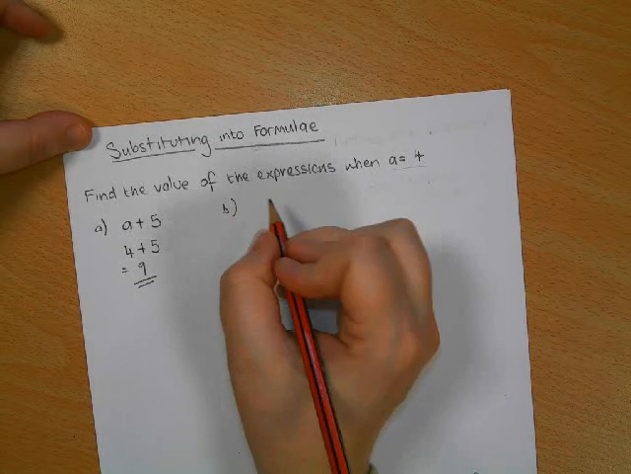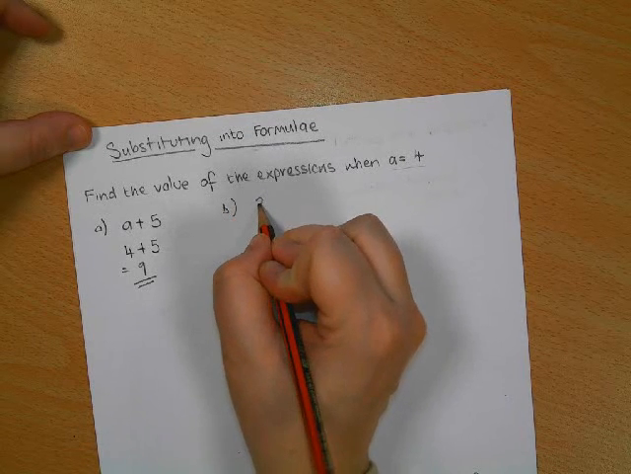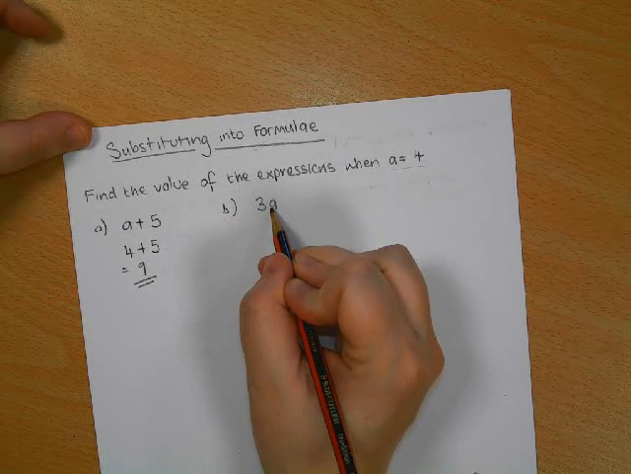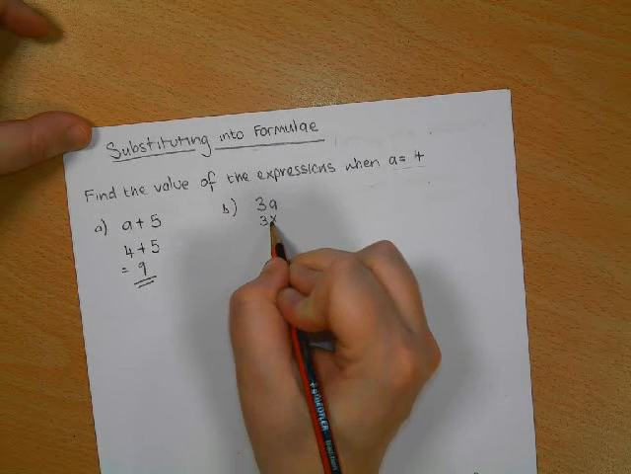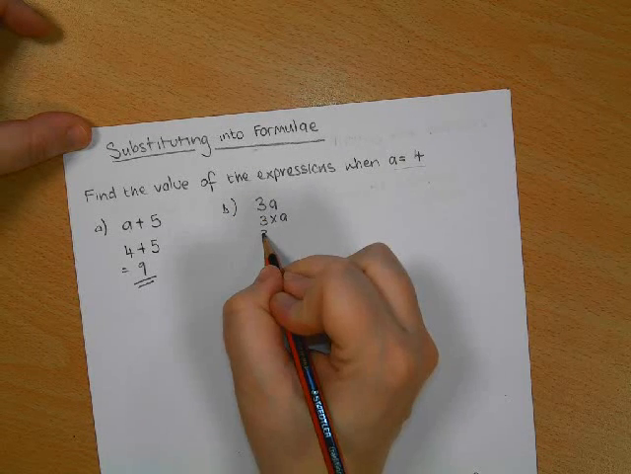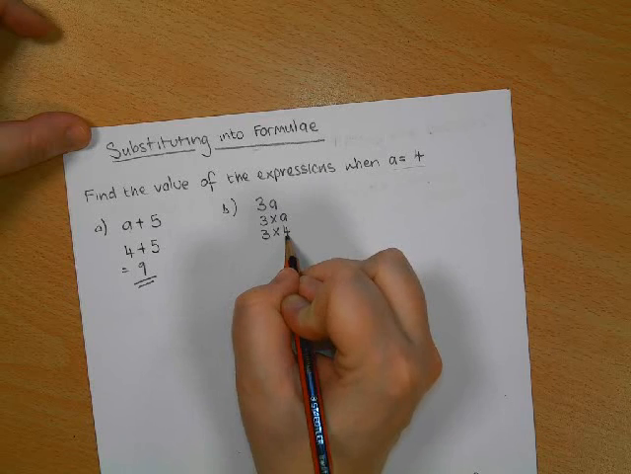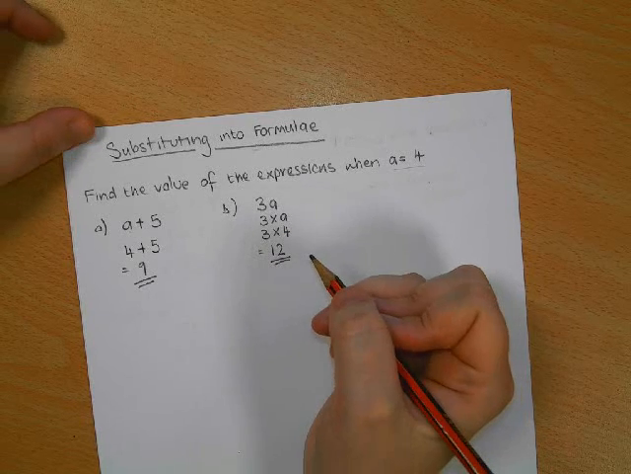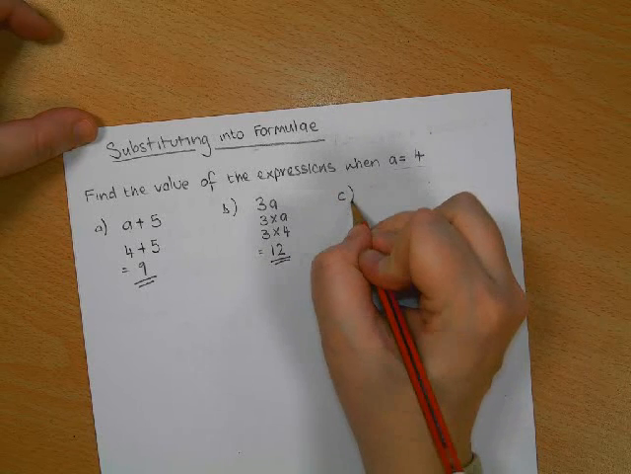Another example might be when you have to multiply, for example 3a. In maths, if we write a letter and a number side by side like this with nothing in between them, we really mean 3 times a. If a is 4, that means that's going to be 3 times 4, so your answer would be 12 for that one. And we can also get dividing ones.